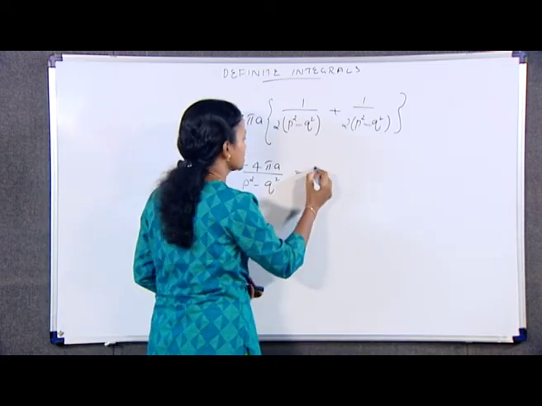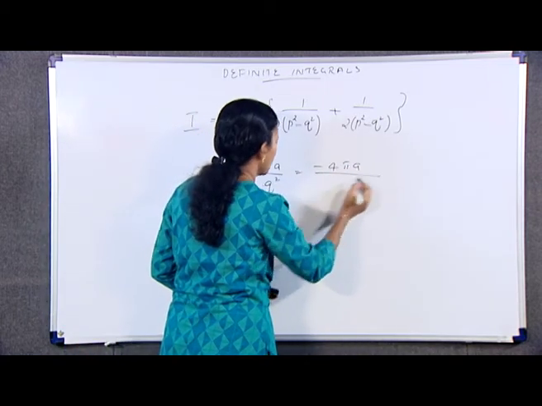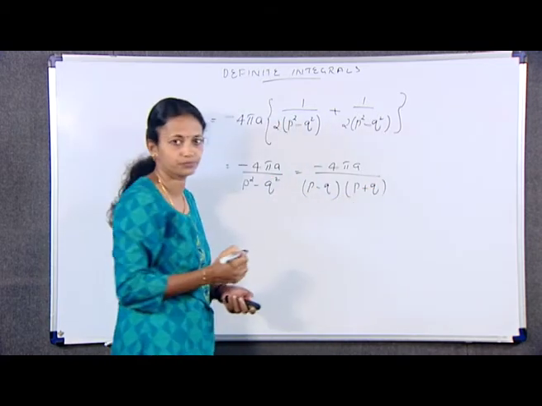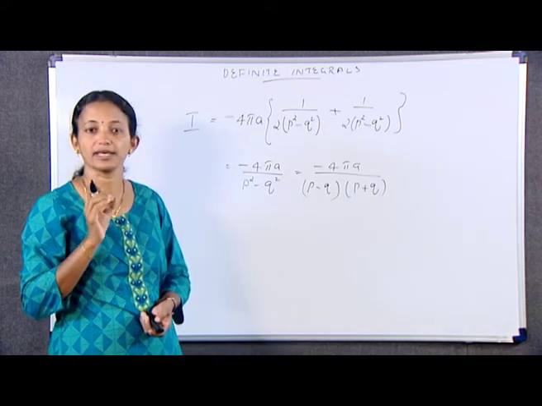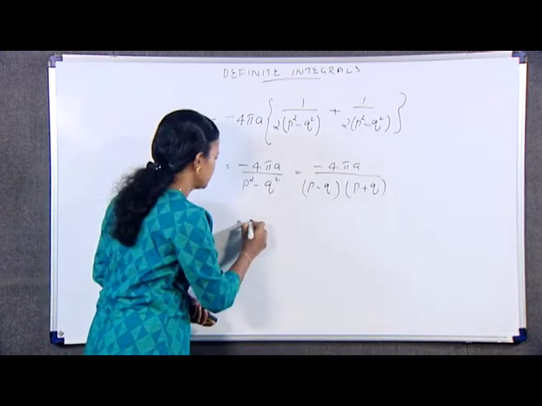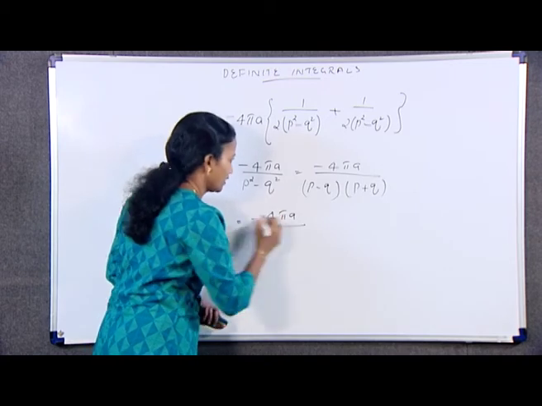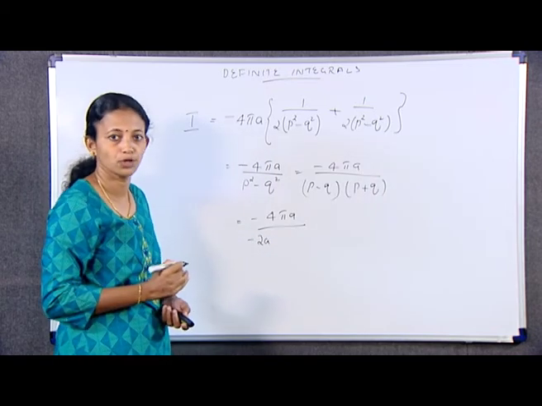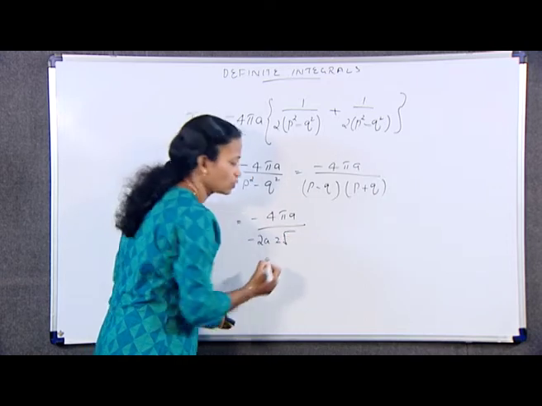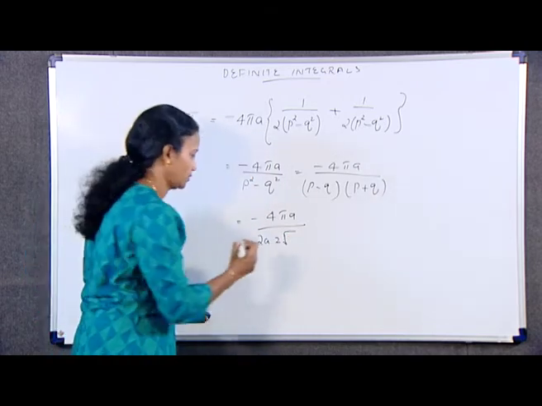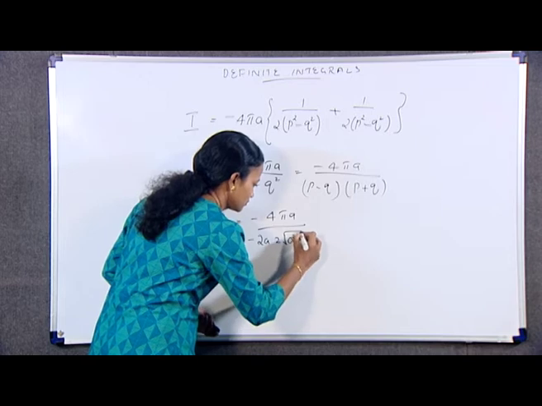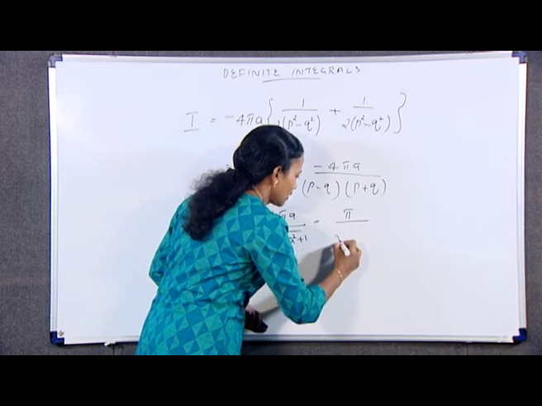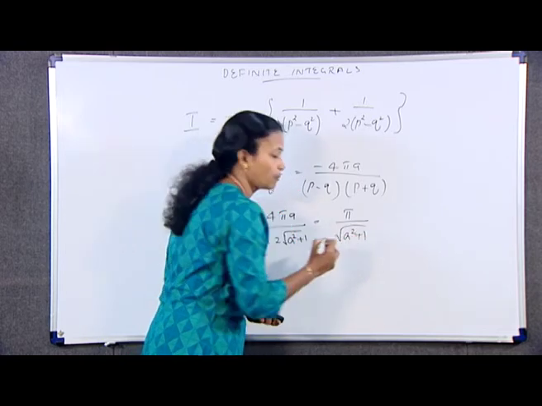That is, this we can write it as minus 4 pi A by P minus Q into P plus Q, which is equal to minus 4 pi A divided by minus 2A into 2 into square root of A square plus 1. On simplification, we get it as pi by square root of A square plus 1.